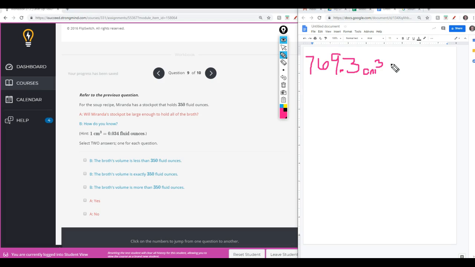And the way that I always remember how to set up my proportions, or when I go to convert, I always remember that the units that I want always end up in the numerator. So I want fluid ounces. So I'm going to put 0.034 fluid ounces right here. And I'm going to put 1 cubic centimeter right here.